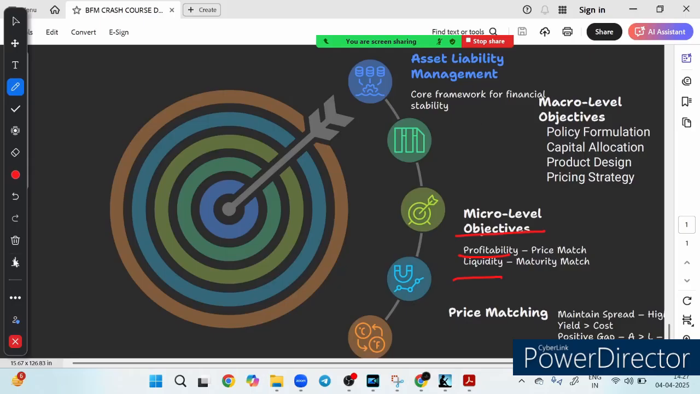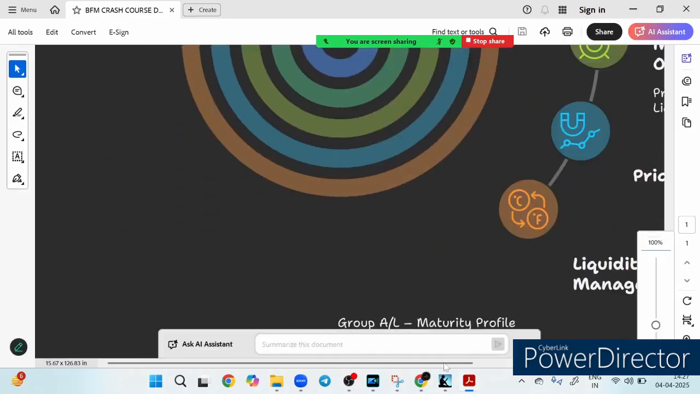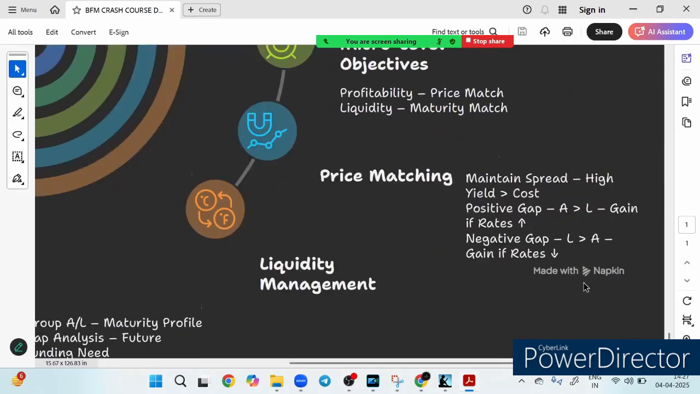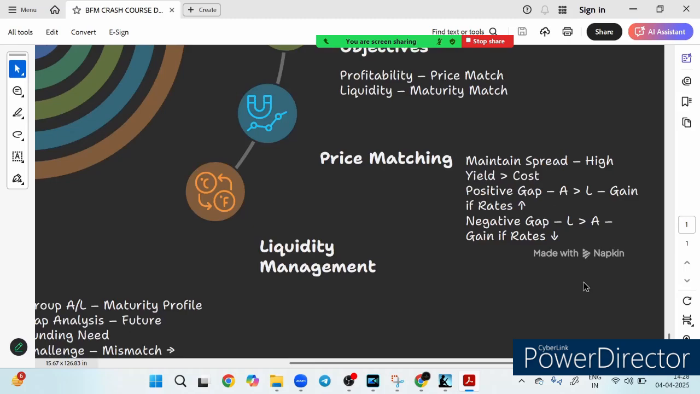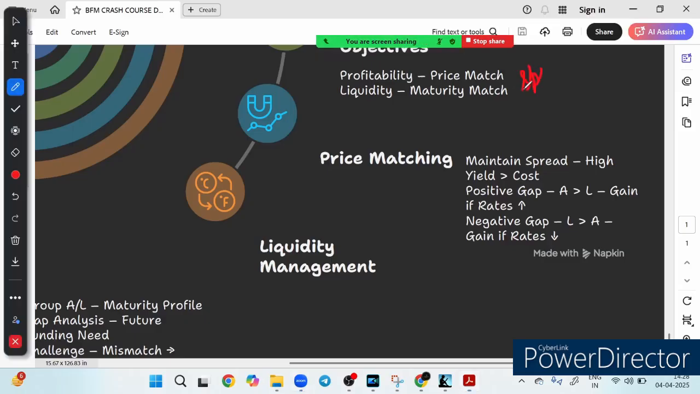So then comes price matching. What is the meaning of this price matching? You see this word written here, price matching. So at the micro level we are talking about it. Let me zoom a little bit. What is the meaning of price matching? Banks earn money by charging higher interest on loans than they pay on deposits. That is their earning. This is also called the spread, which means interest income minus interest expense. The spread is the key.